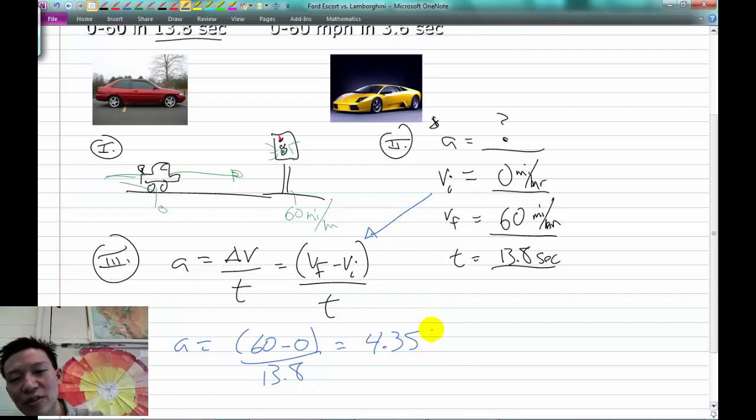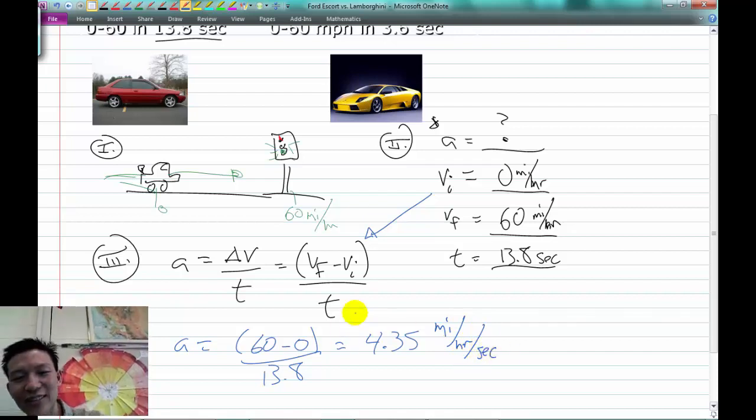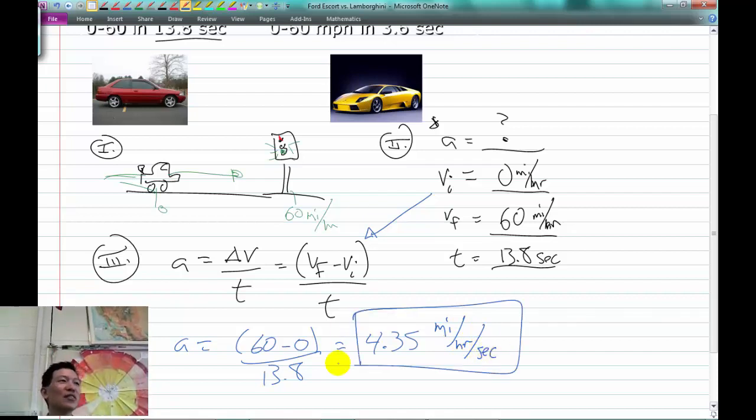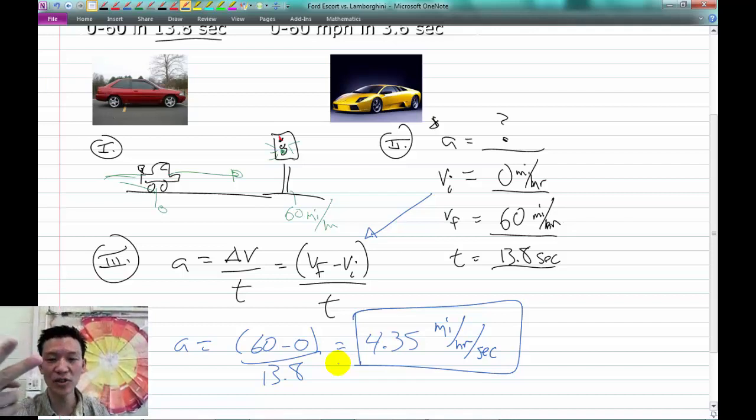And then what was the time interval? Seconds. Okay, I'm having trouble writing miles per hour. There you go. Miles per hour per second. Huh? What the heck is that? That's kind of weird. What that means is after 1 second, the 1995 Ford Escort LX will speed up to a whopping 4.35 miles per hour. After 2 seconds, it'll go to 8.7 miles per hour. You see that? Et cetera, et cetera.